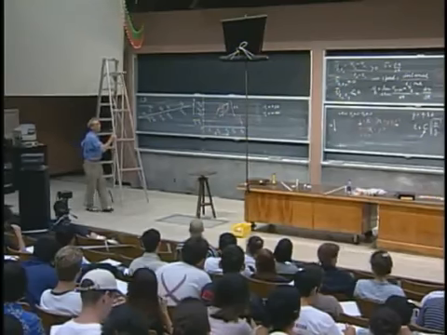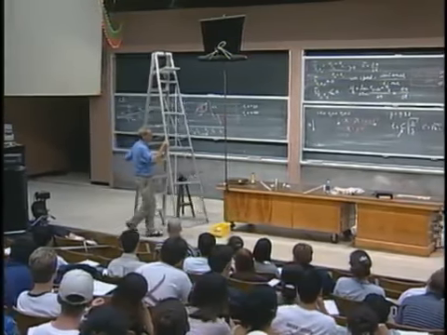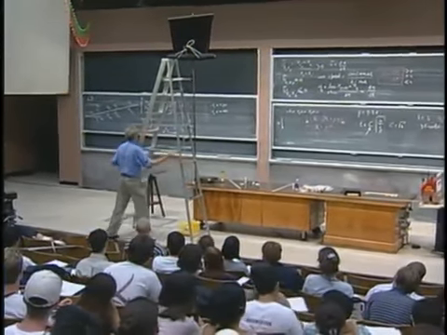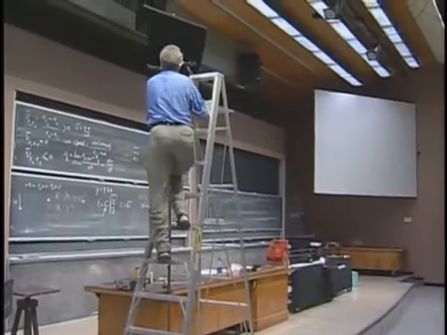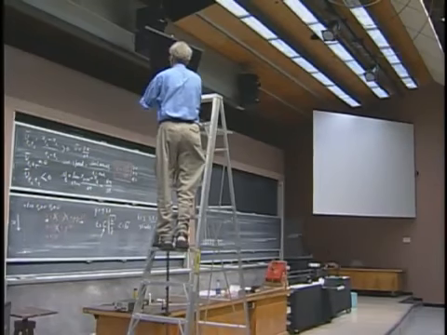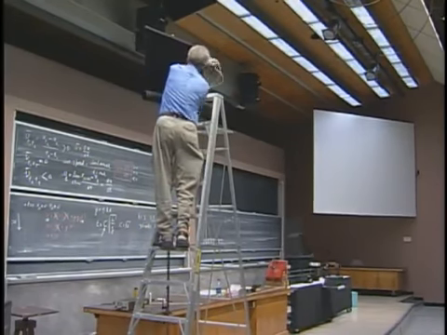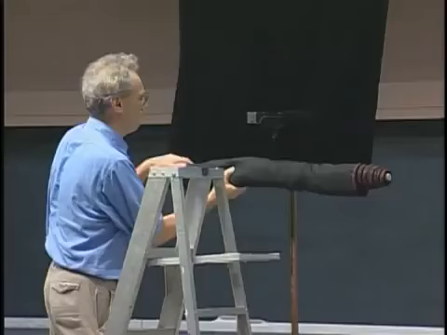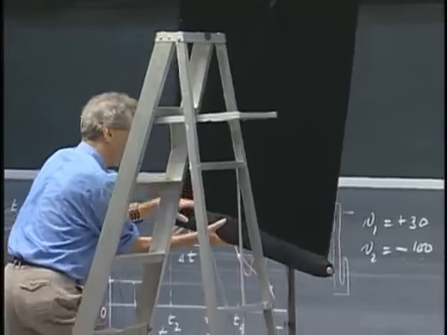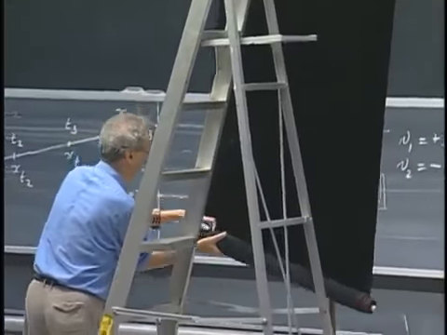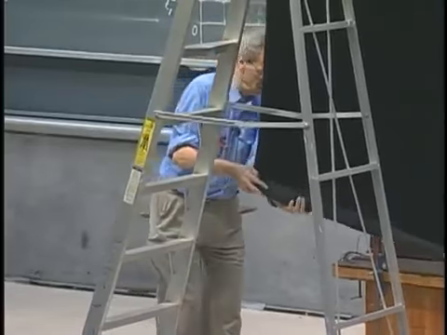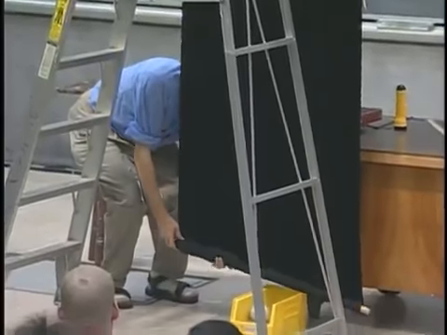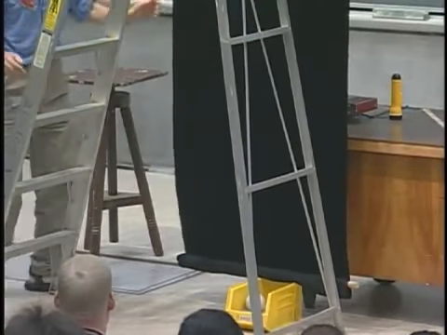So now I have to first lower this velvet so that we get a nice dark background. There we go. Wow, with my fingerprints on it, it's not so black anymore. There it is. That's the background.